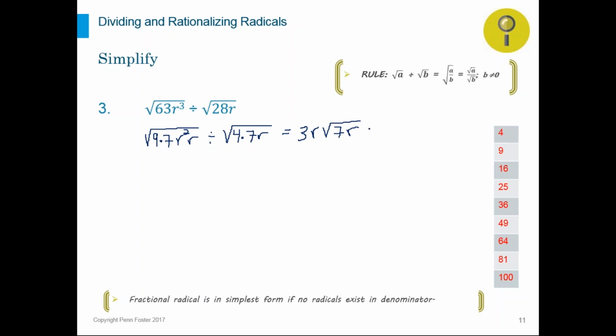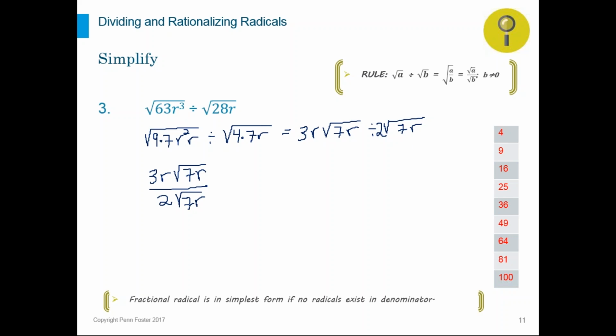divided by the square root of 4, which is 2. That will go outside here. And 7r will stay under the sign. Let's rewrite everything in terms of fractions. 3r square root of 7r divided by 2 the square root of 7r.